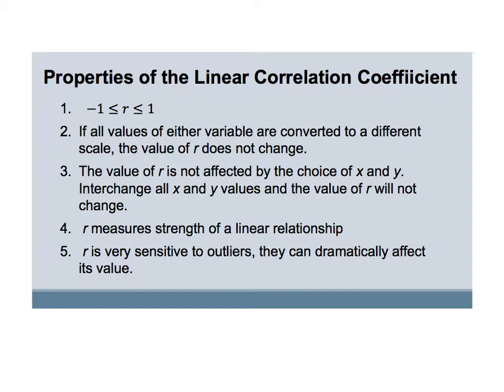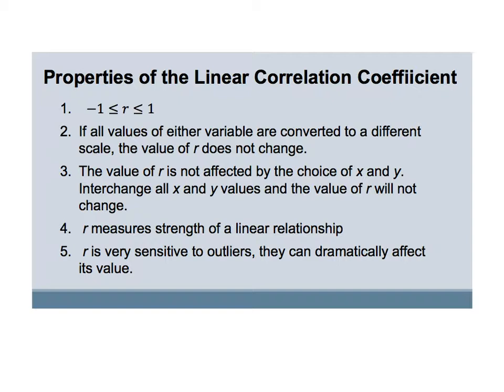If we change the values of either variables by converting their scale, the value of R doesn't change. So for example, if I measured things in inches and then changed my measurement from inches to centimeters, my graph would move around, but it wouldn't change shape at all, so my R would stay the same. It also says the value of R is not affected by the choice of X and Y, that I could interchange them and it would stay the same.